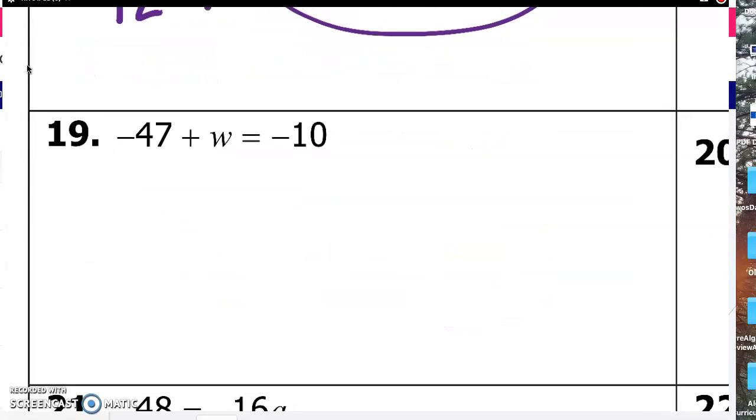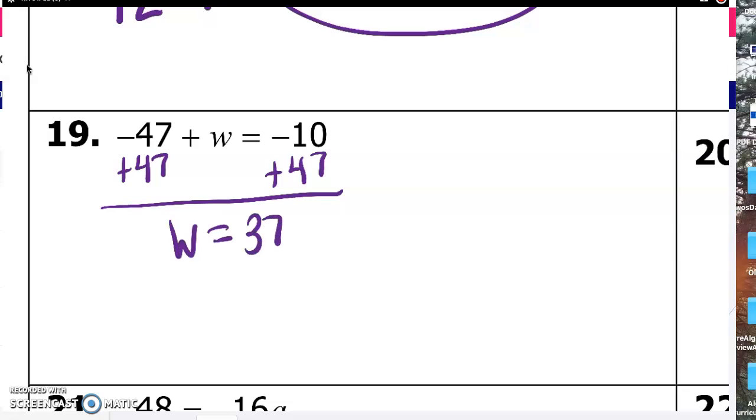19 is one that usually tricks everybody. We see this plus sign, so we think, oh, I need to subtract 47. Well, if you were to plug this into your calculator, it would not cancel. Remember, your job is to cancel whatever is with the W. So, unfortunately, you could think minus a negative, but that gets a little bit confusing. So hopefully you can just realize, okay, in order to cancel out a negative 47, I need to add 47. So then I would add 47 over here and get W equals 37.